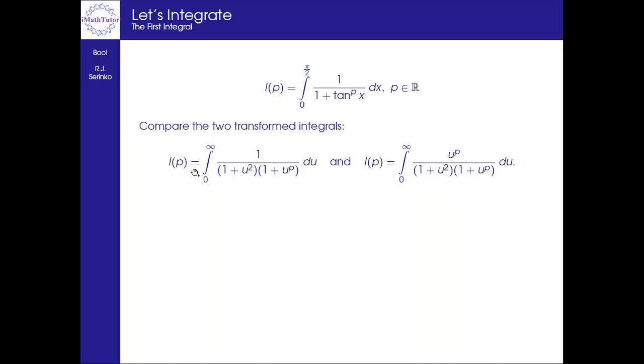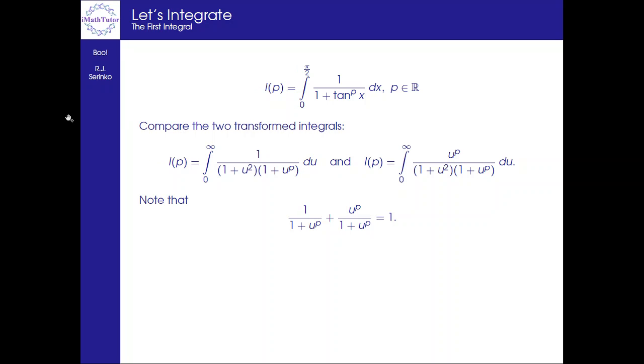So we have two different ways of expressing this integral. In one case we have 1 over (1 plus u squared)(1 plus u to the p) for the integrand. And over here, the numerator changes to u to the p, same denominator. If you look at that long enough, you might realize that 1 over (1 plus u to the p) plus u to the p divided by (1 plus u to the p) equals 1.